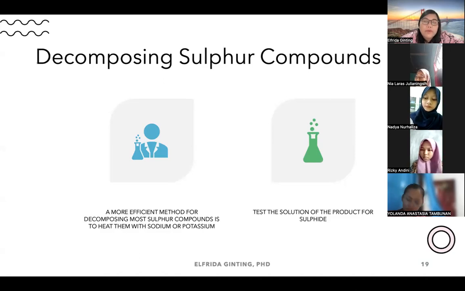Now, how can we decompose sulfur compounds? First, if we want to decompose a sulfur compound, we can heat the sulfur compound with sodium or potassium. This method we are using as a test for the sulfide anion. So we decompose.